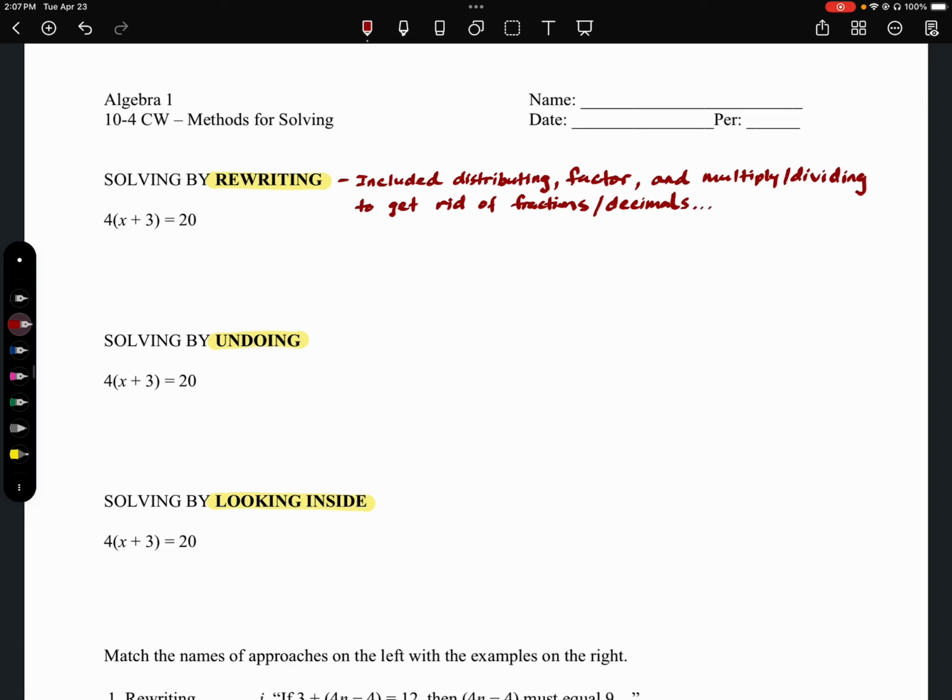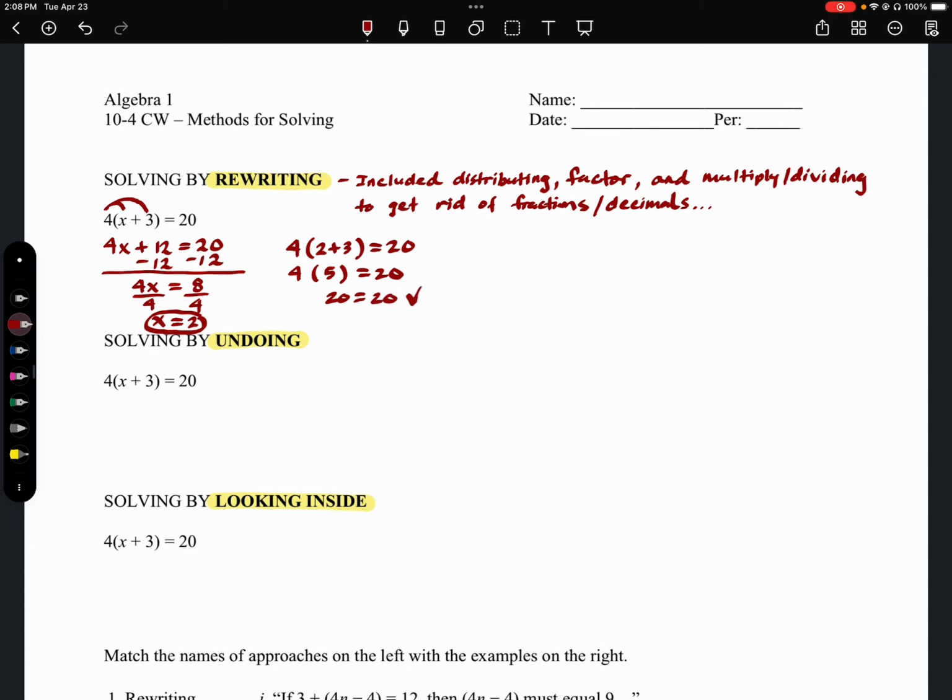We refer to that as rewriting when we actually use the distributive property. You can always plug it back in to check it. So let's do that here. We won't do it on all three, but we'd have 4 times 2 plus 3 is equal to 20, which means 4 times 5 is 20. We know that answer is correct.